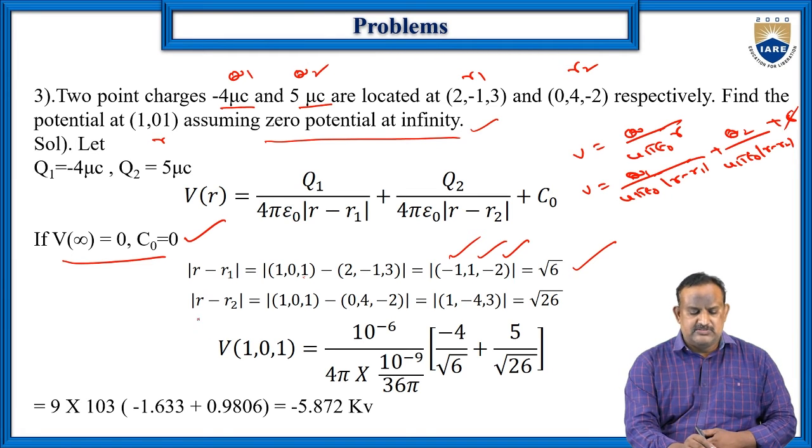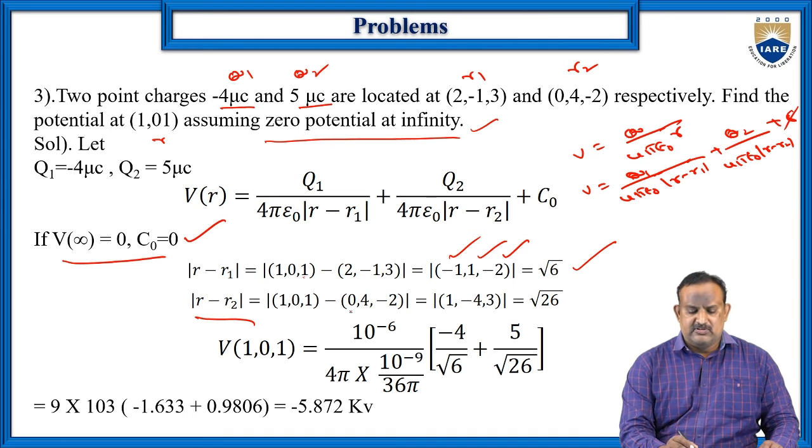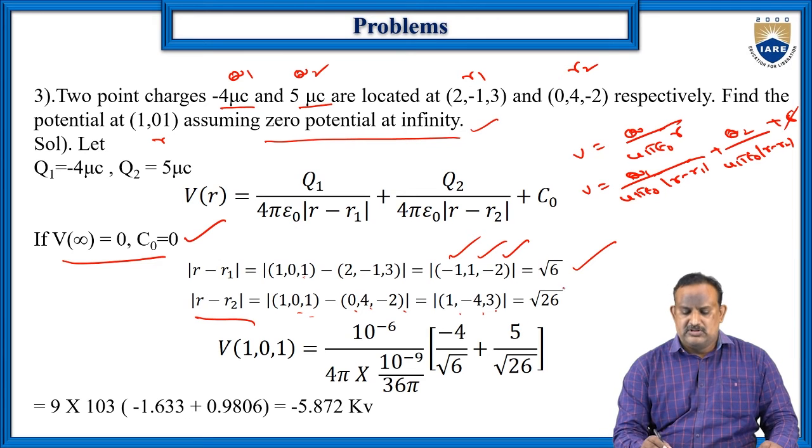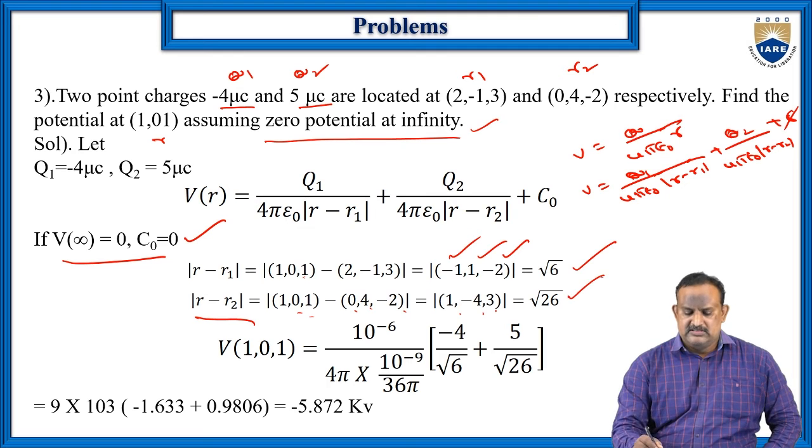Then we need to find the distance between the other two points, R minus R2. Therefore (1, 0, 1) minus (0, 4, -2). Therefore 1 minus 0 is 1, 0 minus 4 is minus 4, 1 minus of minus 2 is 3. So it is root of 1 square plus 4 square plus 3 square, so it is root 26.